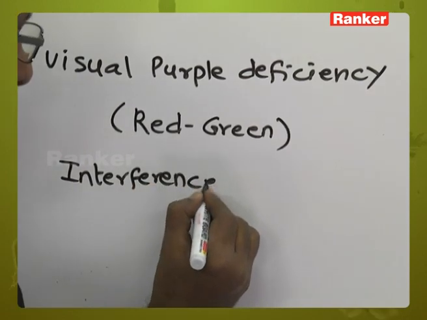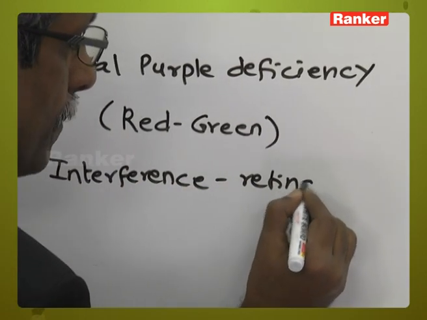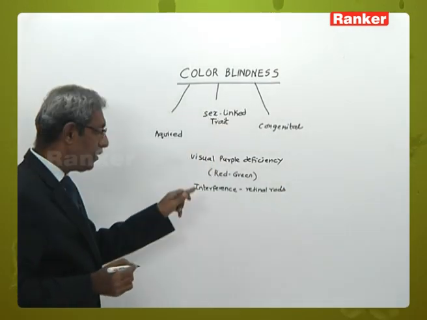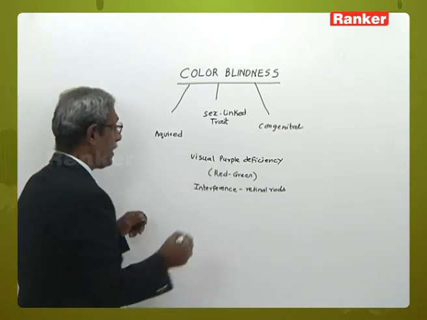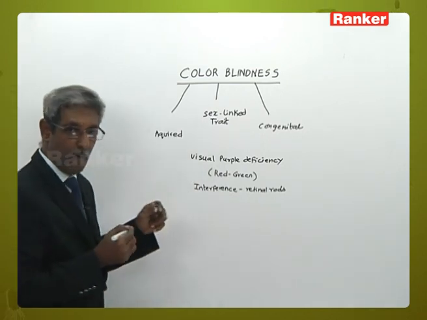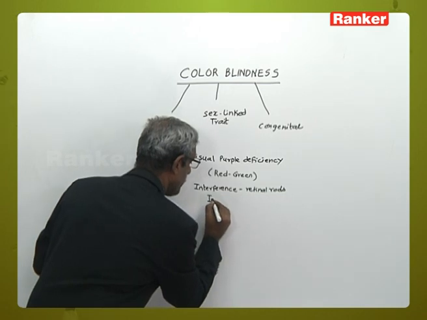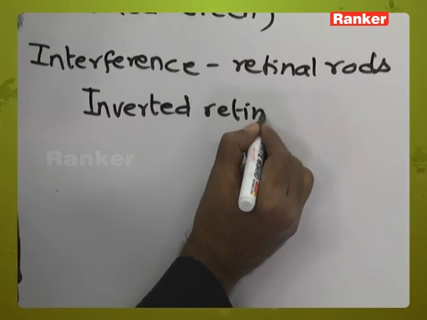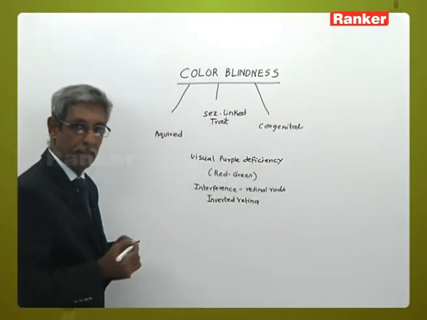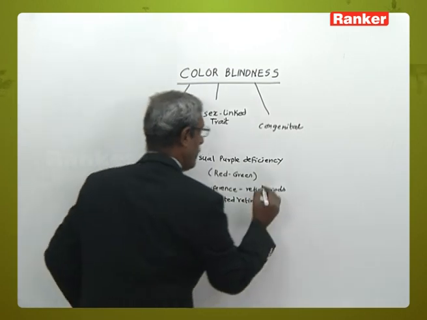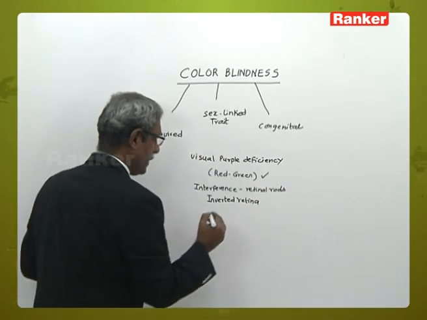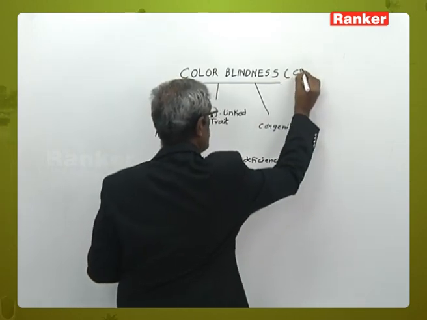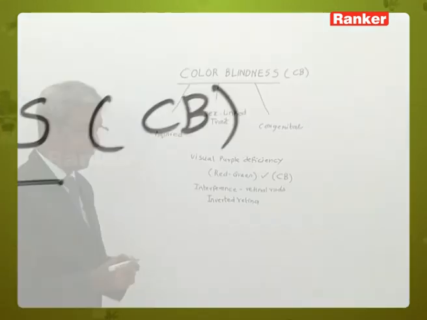Due to the interference of the retinal rods, in the case of color blindness there is the presence of an inverted retina. An inverted retina occurs in the eye. Thereby, it results in the formation of red-green color blindness.